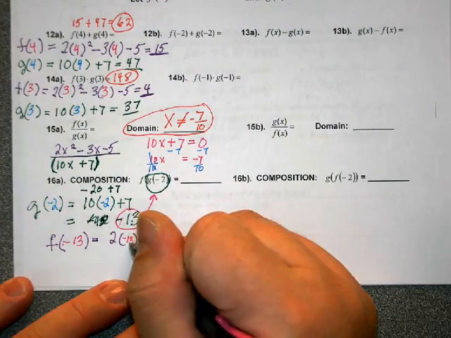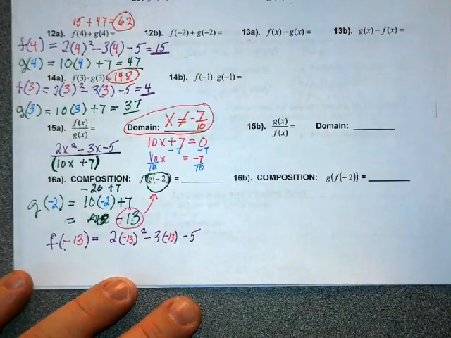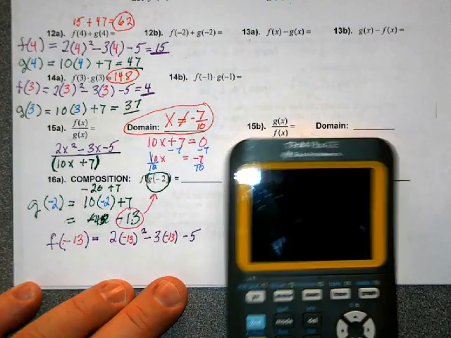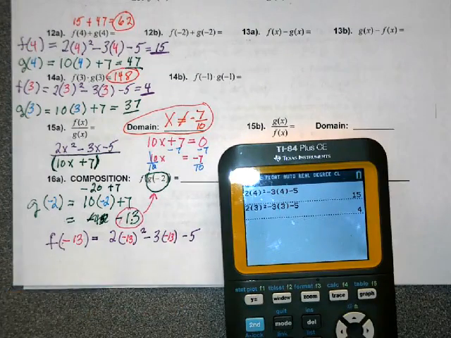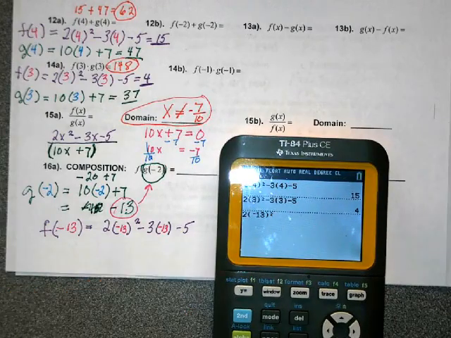2 times negative 13 squared, because I do step by step for students, minus, if I do that, somebody will get confused. Minus 3 times negative 13 minus 5. 372.